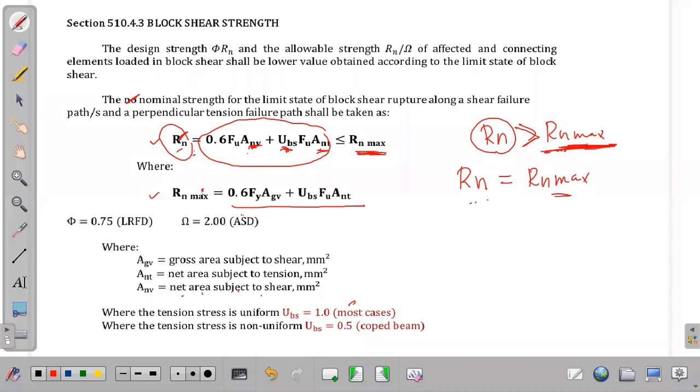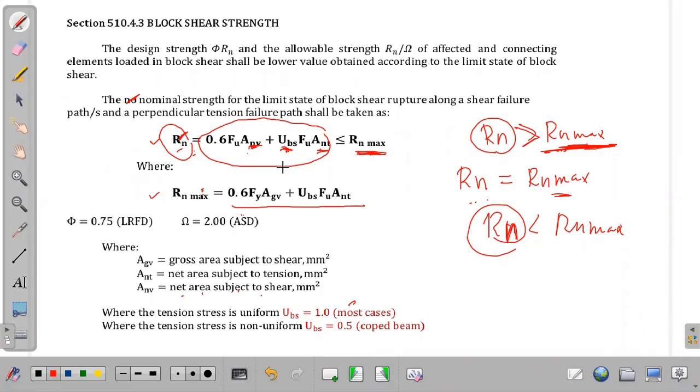the Rn maximum. Okay? So pagka ang na-solve ninyo, Rn is less than Rn max, your Rn is equal to the computed Rn. Okay? Ganyan yung pag-solve ng nominal strength.